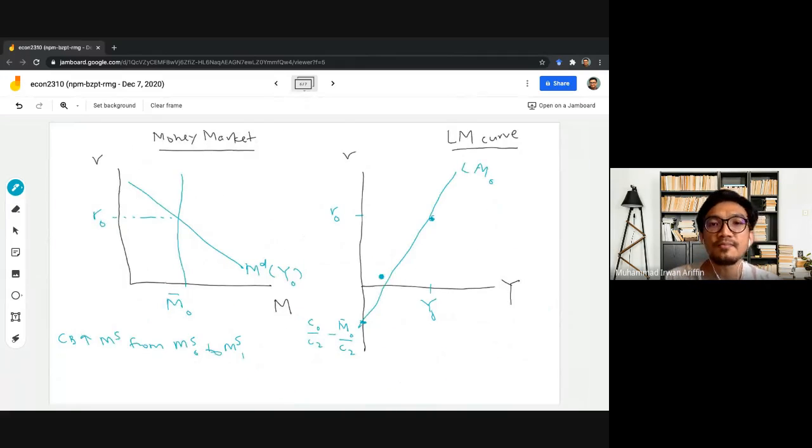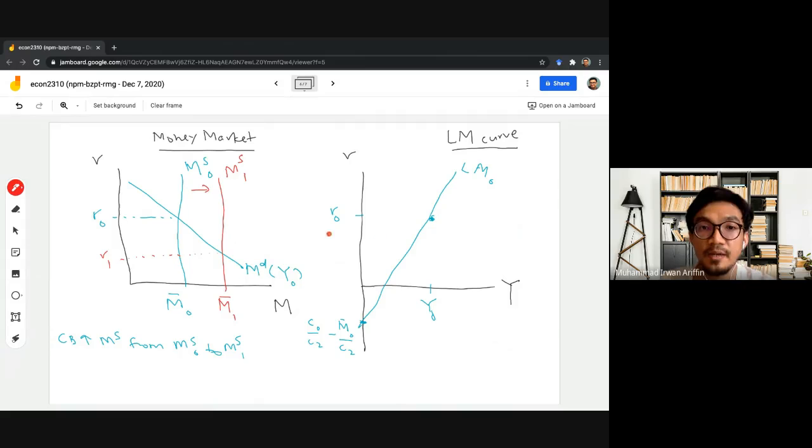Now the central bank increases money supply from MS0 to MS1. Let's just see what happens in the money market. The money supply curve will then shift to the right, and there will be pressure on the interest rate because of the excess supply of money. Interest rate will be pressured to go down to the new equilibrium. And at the new equilibrium, we know that the new equilibrium quantity of money is now higher at M bar 1.